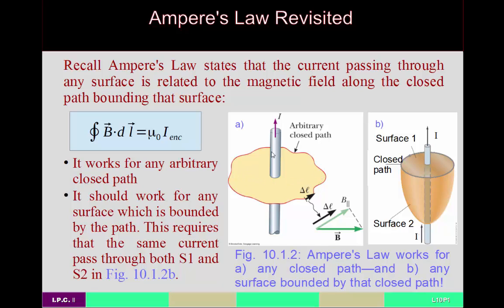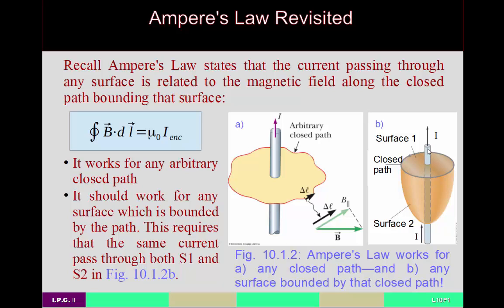We've basically treated it so far as if the surface in question is a flat surface like this, but it could in fact be some curved surface like this. If you look at this diagram, surface 1 is the circle, and surface 2 is the hemiellipsoid, whatever you want to call it. The total current which passes through the circle and the total current which passes through this curved hemiellipsoid surface should be the same.